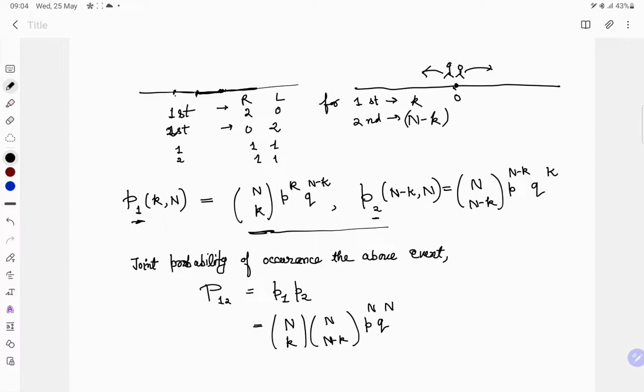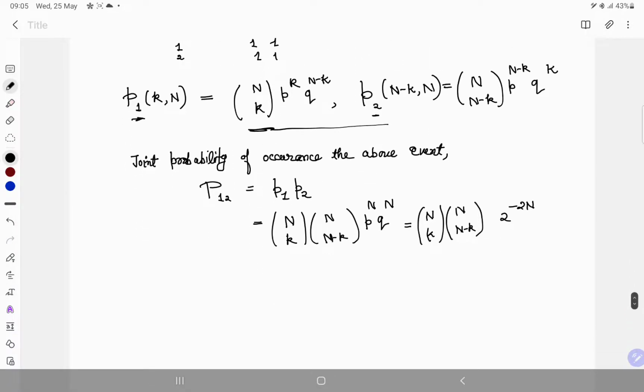Now p and q are 1/2, so we can write this. Let us expand this later: nCk nC(n minus k) 2 to the power minus n, actually minus 2n, because both are half. So 2 to the power minus 2n.